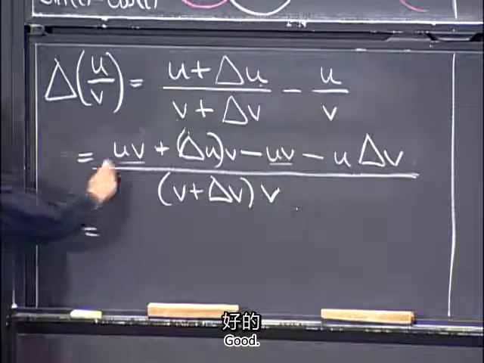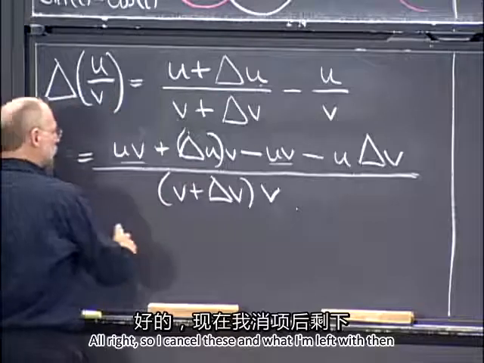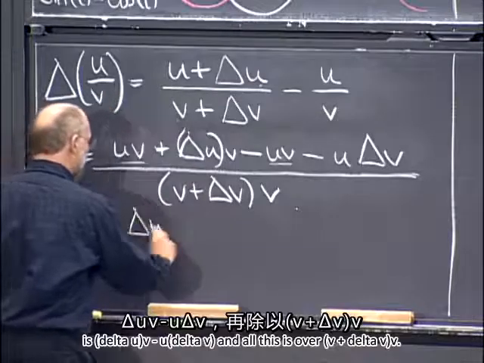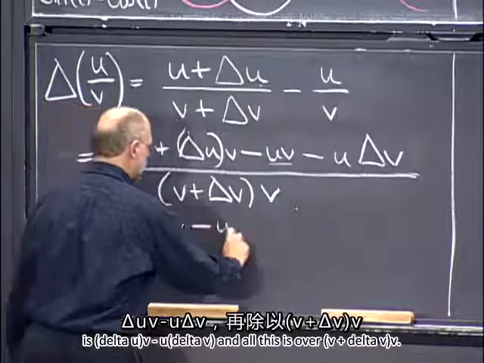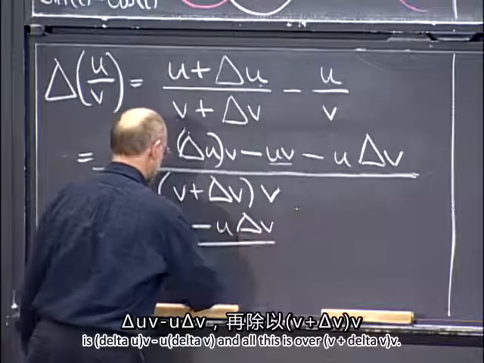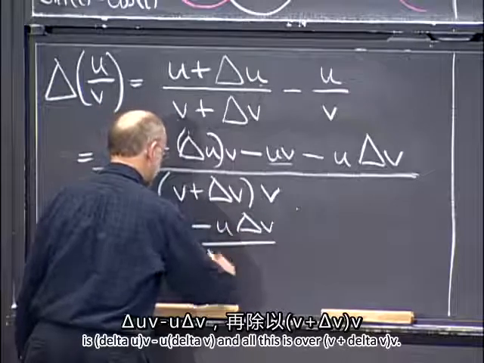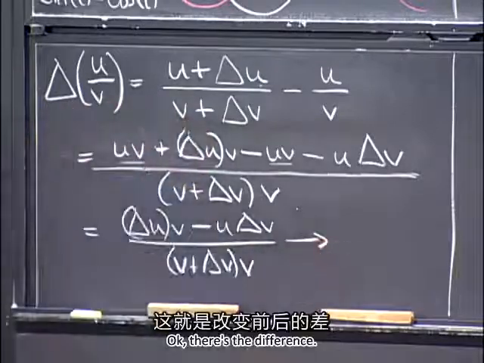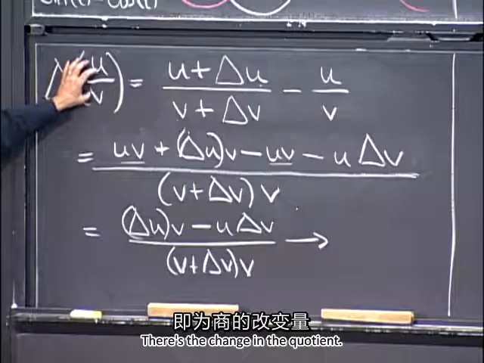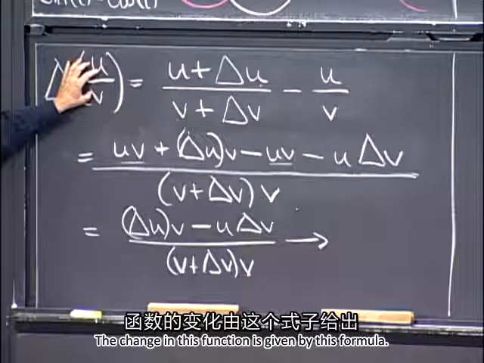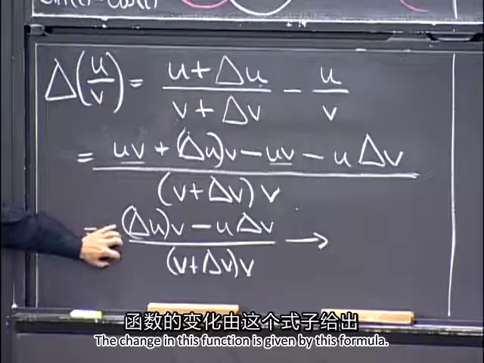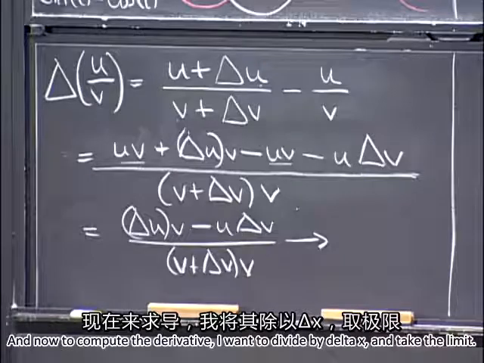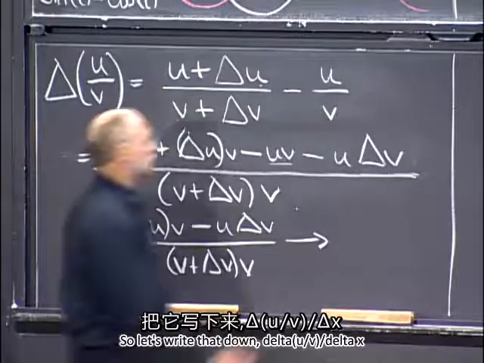Good. All right, so I cancel these, and what I'm left with is delta U times V minus U times delta V, and all this is over V plus delta V times V. Okay, there's the difference. There's the change in the quotient. The change in this function is given by this formula. And now, to compute the derivative, I want to divide by delta x and take the limit. So let's write that down.